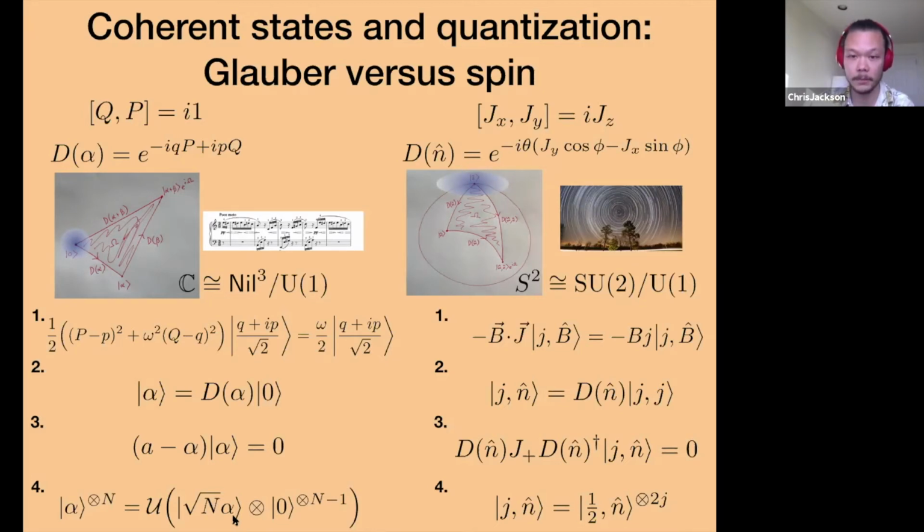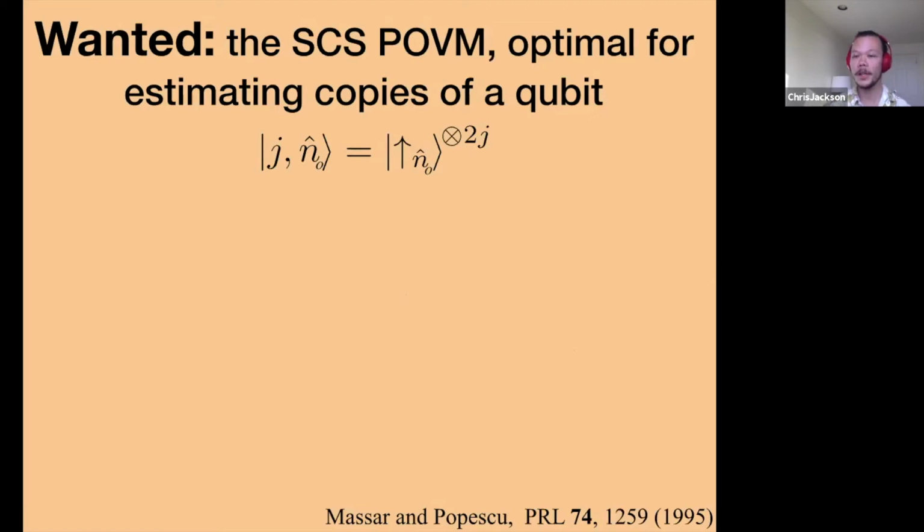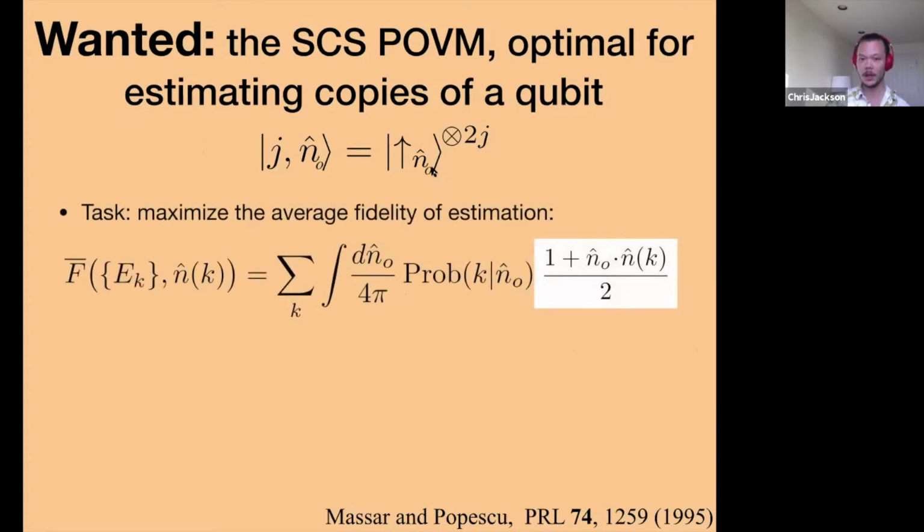All right. Okay, so why might you care about spin coherent states? I want to suggest to you, well, these guys. So in '95, these guys were interested in spin coherent states because of the following task that they imagined. They imagined that you were given 2J copies of an unknown qubit, and what you want to do is perform whatever measurement you can, which is the best measurement for guessing correctly this unknown direction, as quantified by this thing called the average fidelity of estimation.